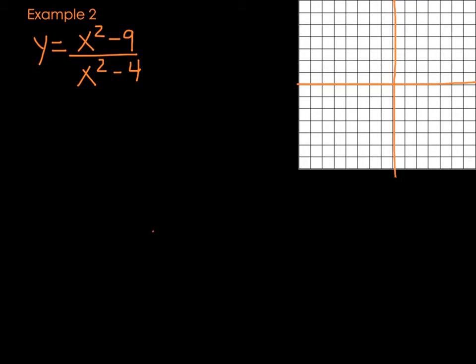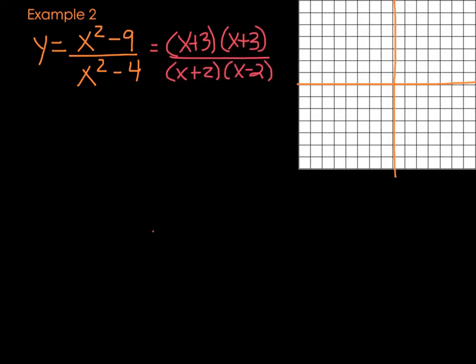We have y equals x squared minus 9 over x squared minus 4. These are factorable, so the very first thing you always want to do is factor. So that's x plus 3 times x minus 3, and on the bottom we have x plus 2 times x minus 2. Once you've factored, at this point you would look and see, can I cancel out any of the factors? And no, we cannot. So when we get down to the holes question, we'll say no holes.